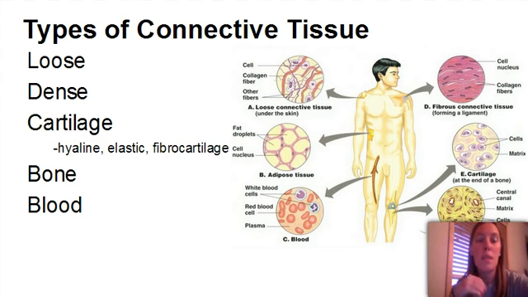And then we have bone, which is another connective tissue, and obviously it's supportive of the body, and also protects a lot of the internal organs because of its hardness.